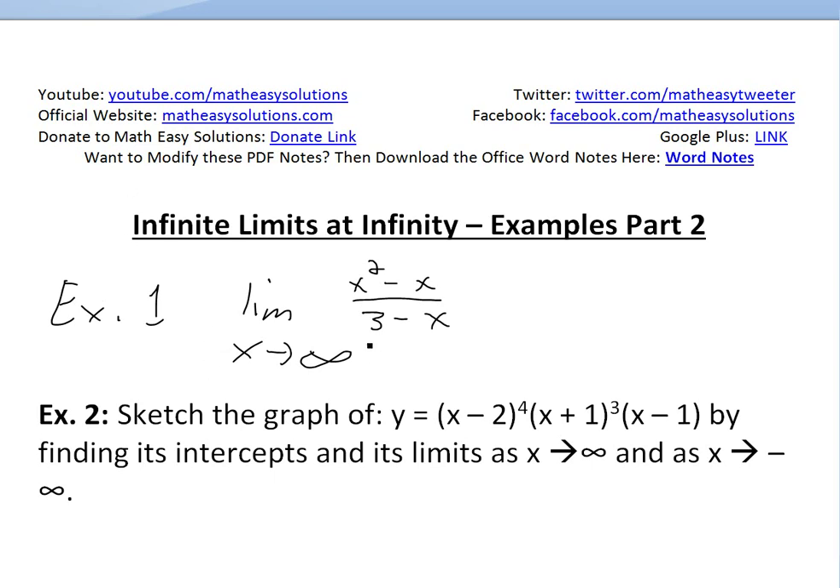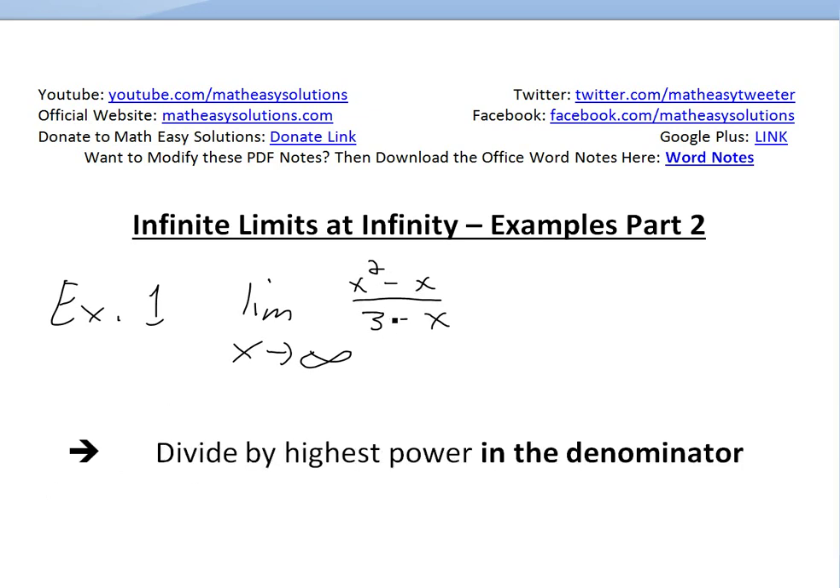x approaches infinity of x squared minus x all divided by 3 minus x, right? And now to solve this limit, well, we could either use L'Hopital's rule, because the top and bottom is going to be infinity divided by infinity, or a simpler method, divide by the highest power. I've done this in my earlier examples on limits at infinity, horizontal asymptotes videos, but I forgot to mention that in the denominator, you only look at the highest power in the denominator.